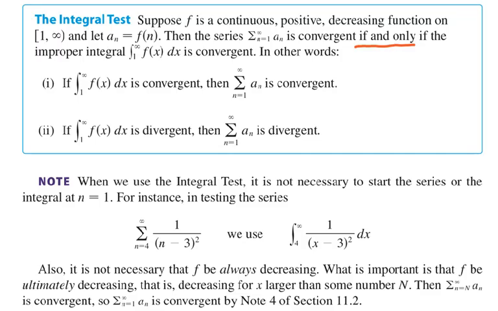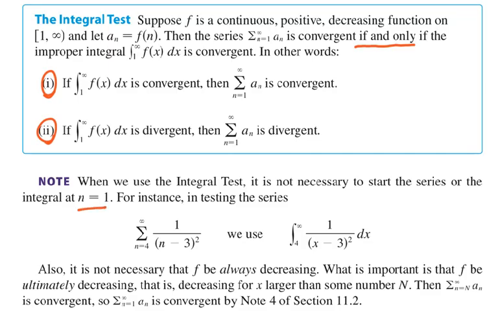So that gives us two results. Number one, if the integral from 1 to infinity of f of x is convergent, then the sum from 1 to infinity of a n is convergent. And number two, if the improper integral from 1 to infinity of f of x dx is divergent, then the sum from 1 to infinity of a n is divergent as well. Now, there's a note here.